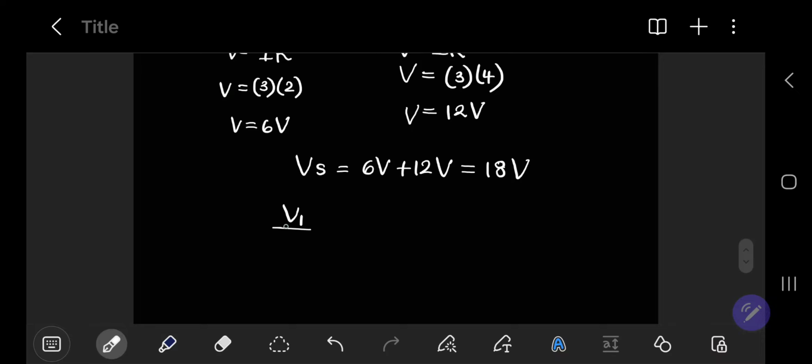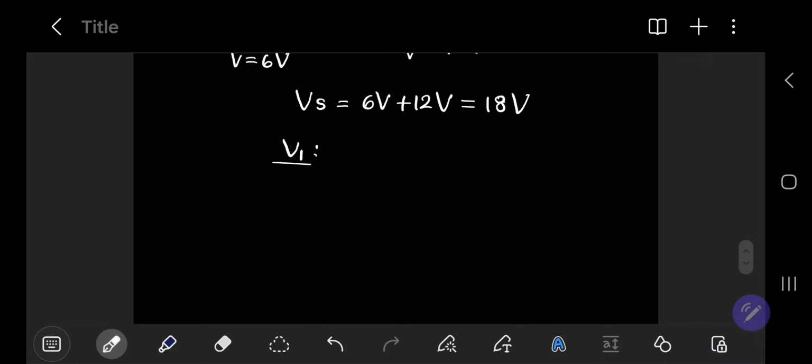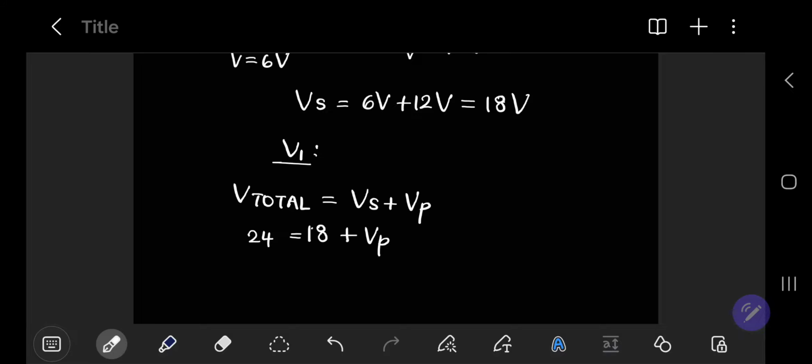Now since V1 represents V parallel, we're going to use this formula. V total is equal to V series plus V parallel. And we saw in the diagram that V total was 24. We know V series is 18. We just calculated that, and we need to solve for V parallel. We can take the 18 over to the left. It's going to subtract. We get V parallel as 6 volts.